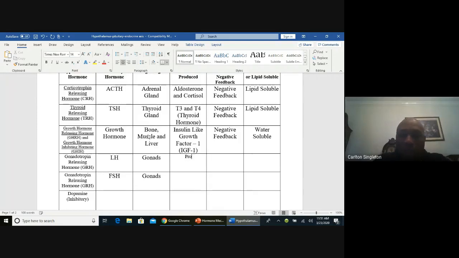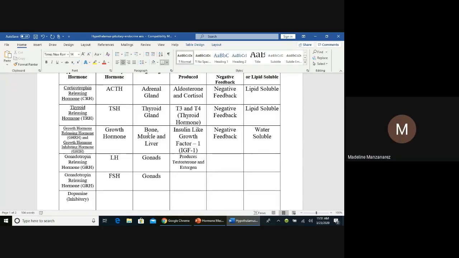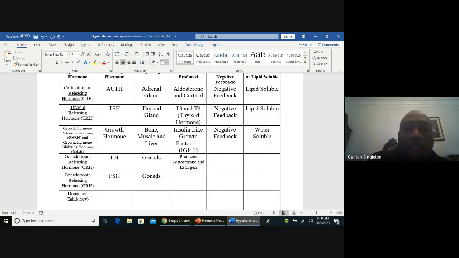So we produce testosterone and estrogen, depending on which one, if you're a male or a female. So LH will tell the gonads to produce testosterone and estrogen. This depends. If you're a guy, it'd be testosterone. If you're a woman, it's estrogen. And this of course, negative or positive feedback?